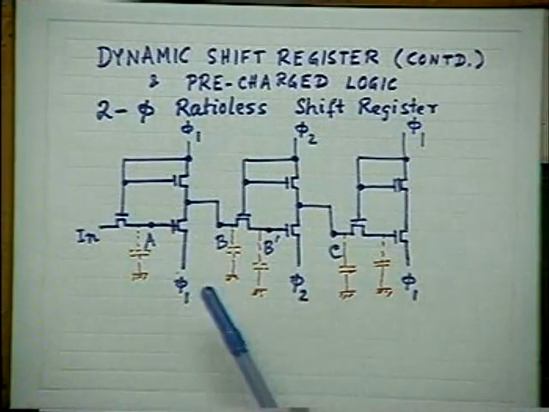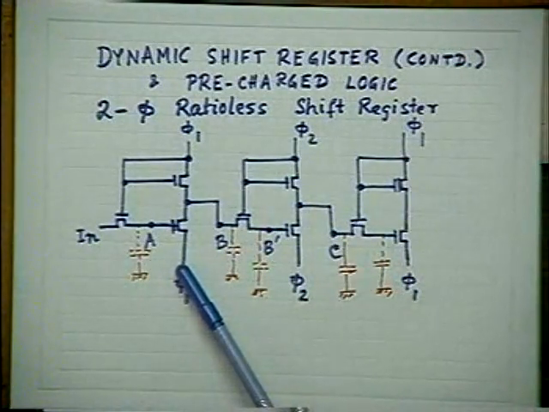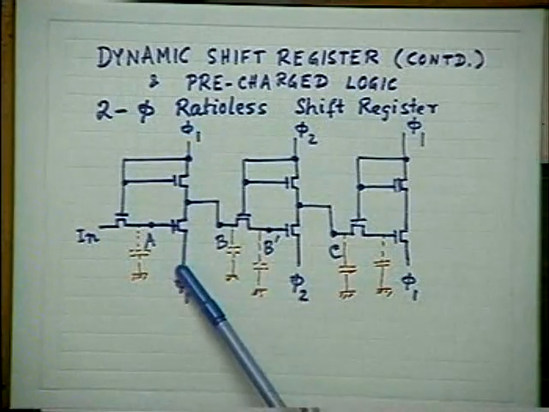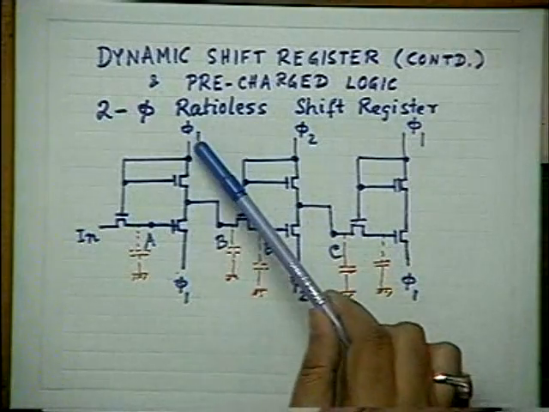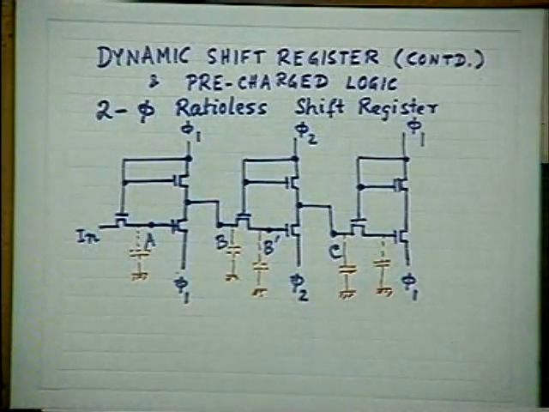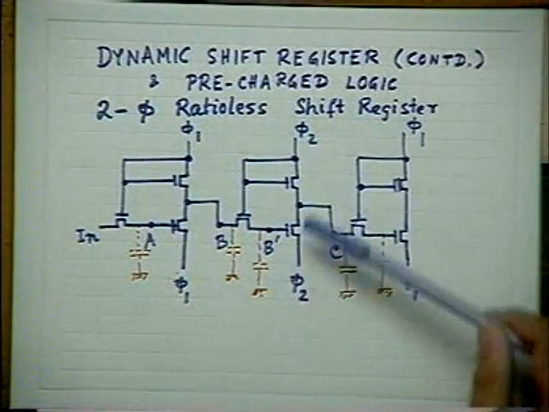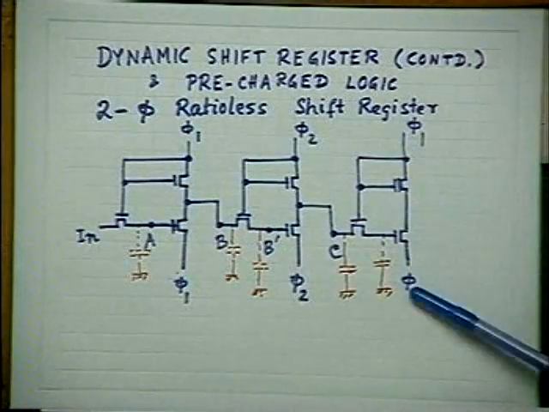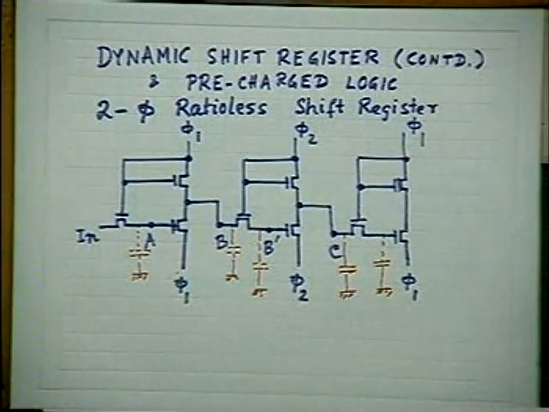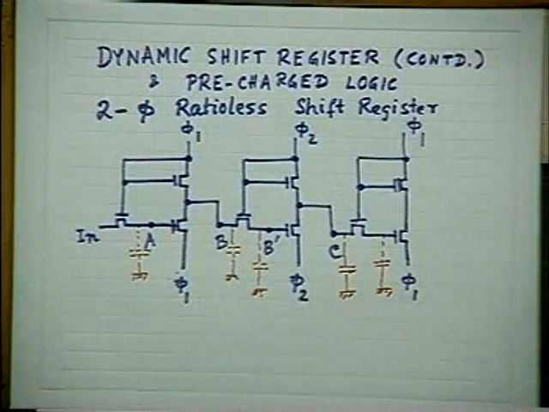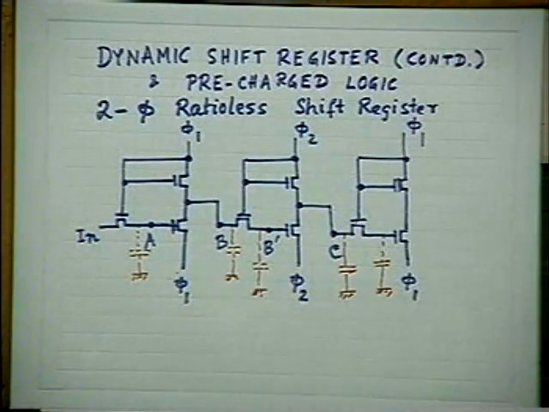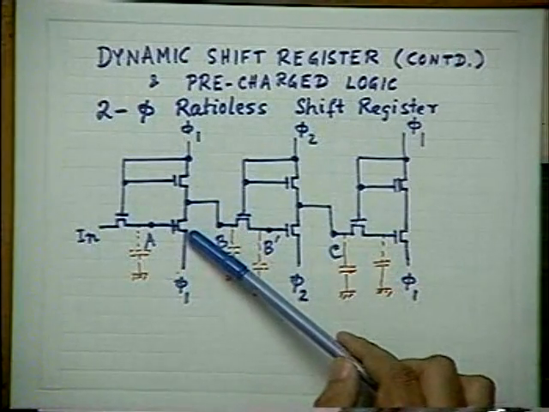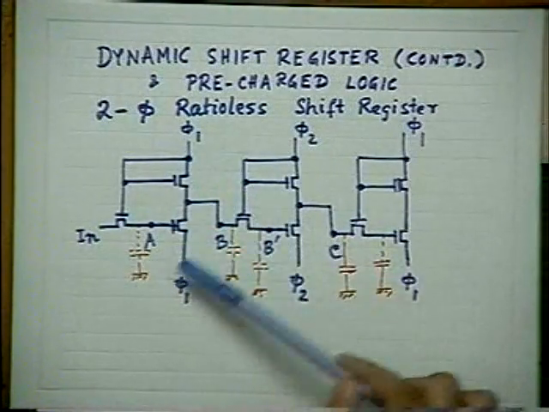Another thing, you see that, do you think that these are inverters? No, because in the case of an inverter, one terminal is at one voltage and the other at ground and VDD, or something like that. But here you see that both the terminals are raised to phi 1. Both these sides are raised to phi 2, then phi 1, phi 2, and so on. So these are not inverters. That is why this is what is called a ratioless shift register, because these are not inverters.